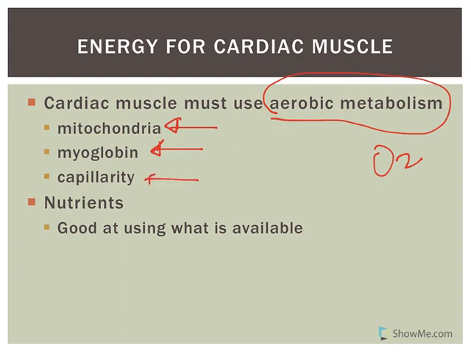Cardiac muscle has fairly good capillarity, and it will pretty much use whatever you give it. If you give it some fat, it'll use fat. Give it some glucose, it'll use glucose. If there are ketone bodies around, it'll use ketone bodies. So it's pretty good at using what's available. It'll even use lactic acid. Someone might say, well, I learned lactic acid is a product of anaerobic metabolism. Yes, it is. Your skeletal muscles could technically be working anaerobically, producing lactic acid. Your red blood cells are always producing lactic acid because they can't work aerobically. They don't have any mitochondria.